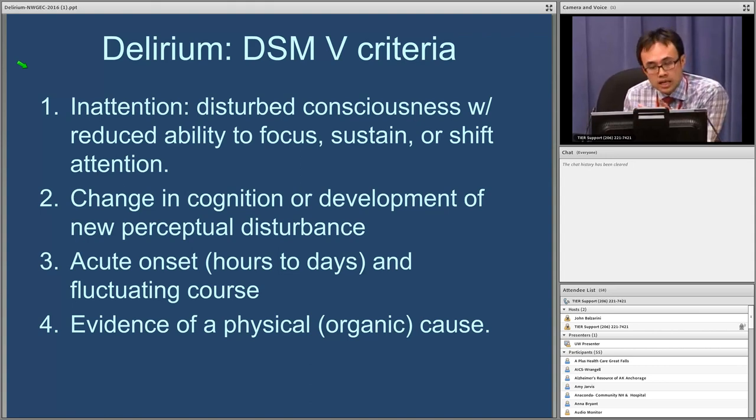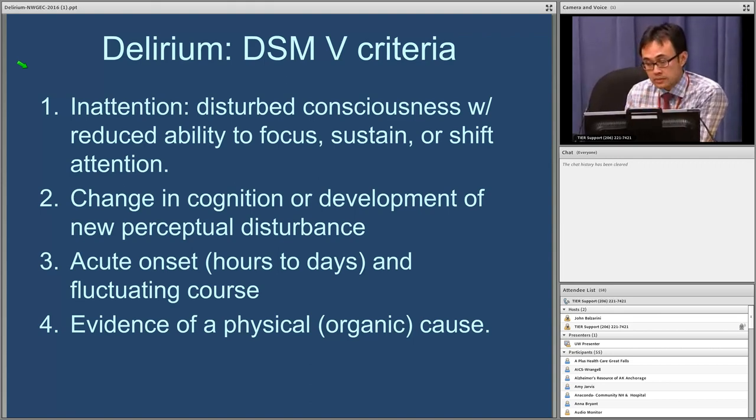Usually it's visual. Another important aspect of delirium is that it has an acute onset, and it's also fluctuating in course. That was not captured in our previous slide, but most definitely this was a departure from where her baseline was. That's one of the important distinguishing factors between dementia and delirium: it's a departure from a person's baseline. So it's very much an acute onset, which we'll talk about a little more in a bit. More importantly, there's some evidence of an organic cause, a physical cause that is contributing to a person's delirium or altered level of consciousness.